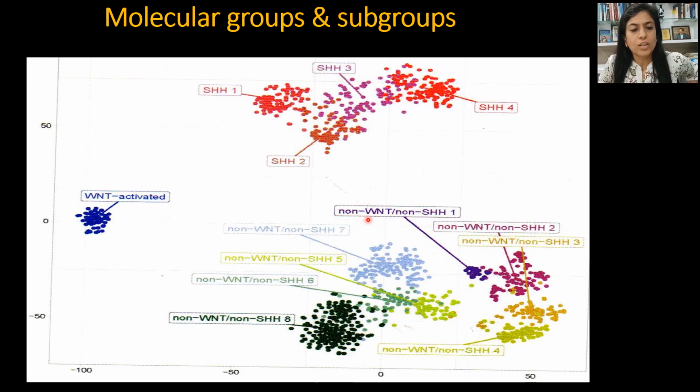Now, coming to molecular groups and subgroups, you can see this. There are four groups. The Wnt activated group accounts for 10%. It is quite a smaller group. And the SHH activated group comprises again two groups, the P53 wild type and mutant. And groups 3 and 4 are composed of a larger chunk of the medulloblastomas. This is a larger molecular subgroup.